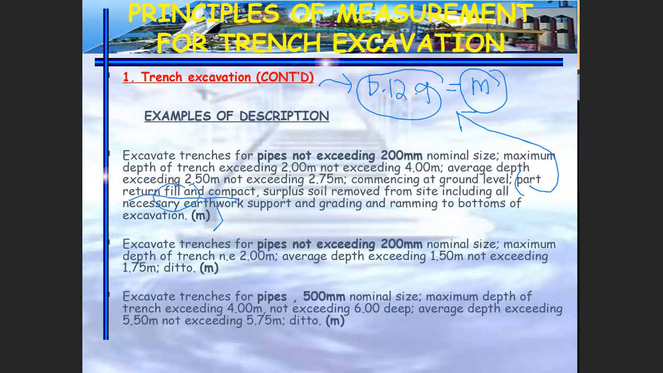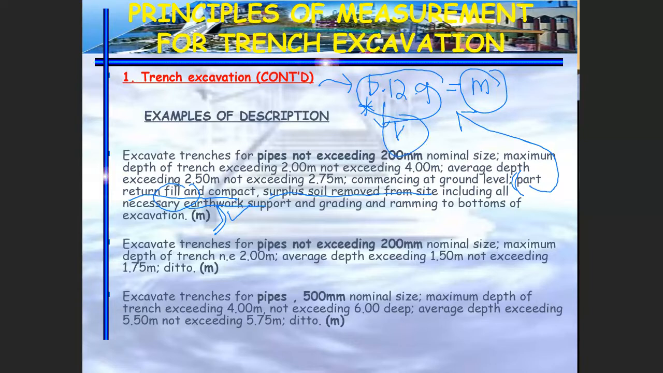All the necessary earthwork support must be written in the description, and surplus soil removed from site also included in the description. Surplus means the balance of the soil, remove means disposal of the work. So let's say you are not able to remember, you can just write down according to what has been stated in the last sentence under D.12.9. So this is the basic clause that you have to refer to under measurement for the trench excavation for the service pipe before you go to the drainage under section B.